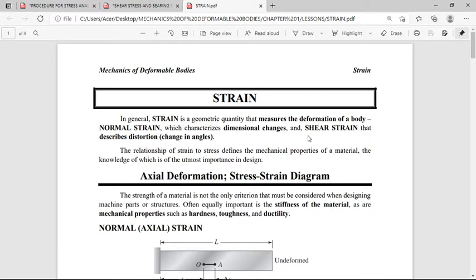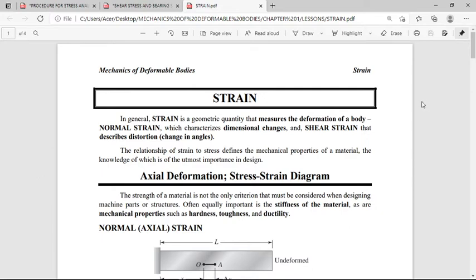Sabi dito sa una, strain in general is a geometric quantity that measures the deformation of a body. So it is given by the unit deformation, or yung length of deformation per unit length of that material. So we'll discuss that further. Meron tayong dalawang types of strain o klase ng strain. Yung una is si normal strain, and yung pangalawa si shear strain. So, ano pinagkaiba ng dalawa na yan?